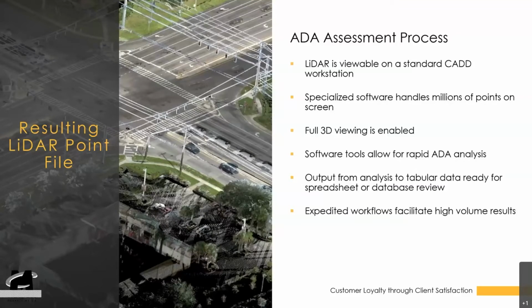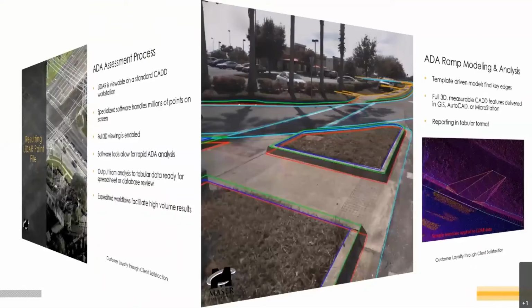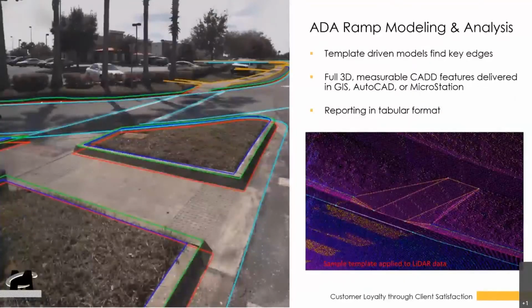So let's talk a little bit about the actual modeling that's done. What you're looking at here on the left is a calibrated image, also being shown at the same time as the vector data that's been extracted for a particular ramp. On the right-hand side, that's actually the point cloud. And you're looking at a template. We create templates that are standard to the different types of ramps. And those templates get chosen by the user and applied to the point cloud.